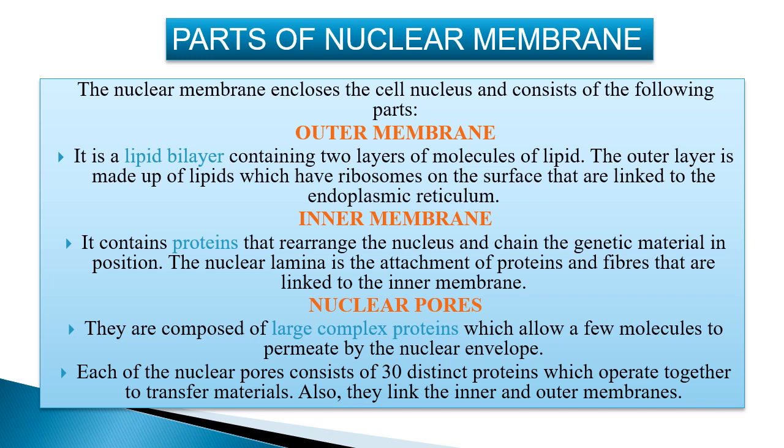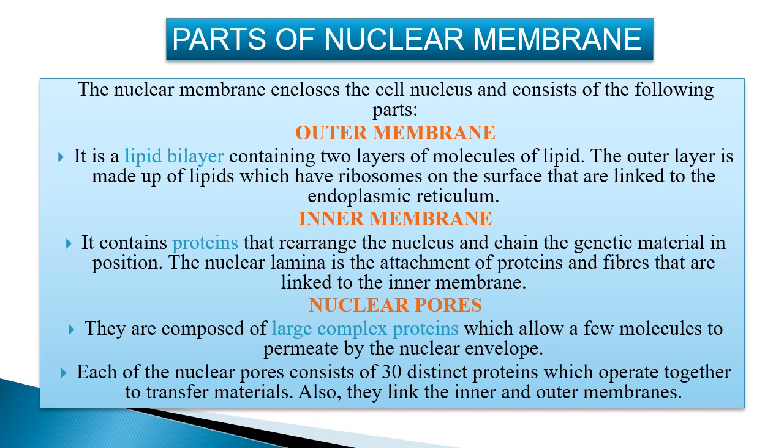Attached to the inner nuclear membrane on the nucleoplasm side is the nuclear lamina, which is a sheet of proteins that provides support for and strengthens the nuclear envelope. The nuclear lamina also attaches to and anchors chromatin, loosely arranged DNA and protein.